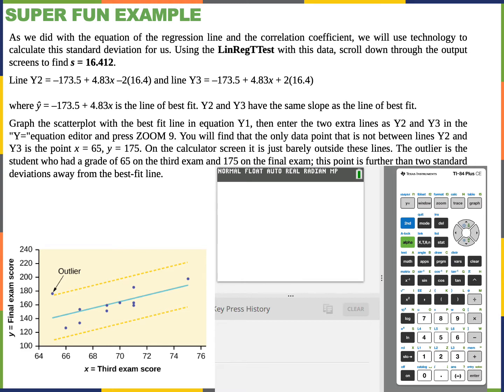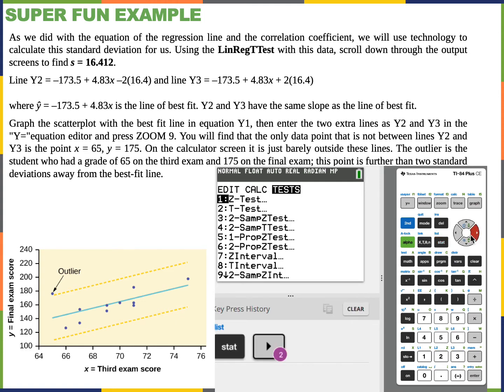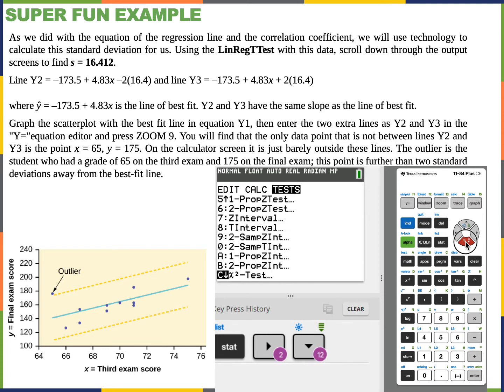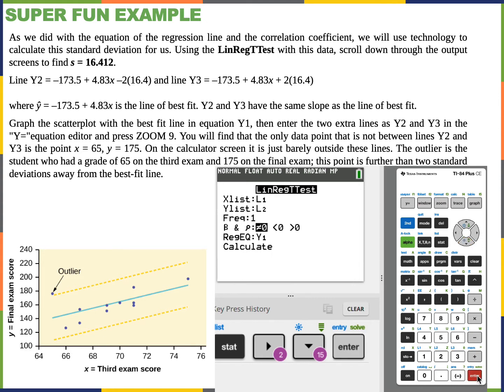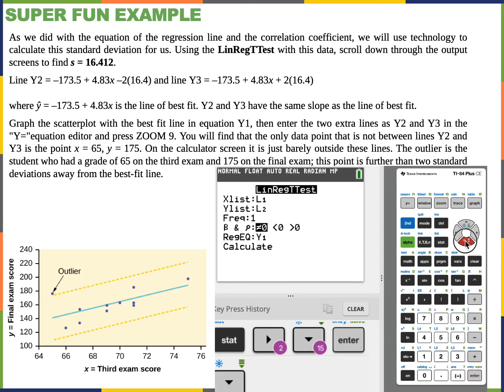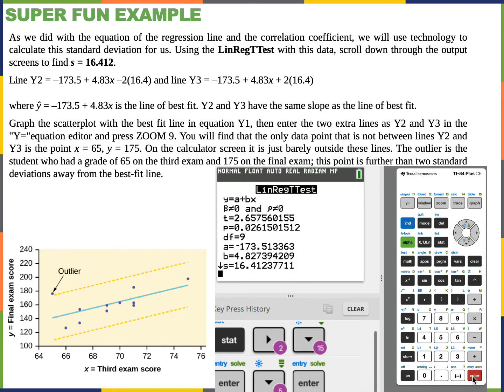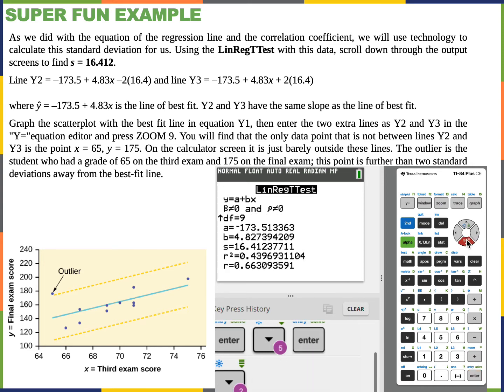So let's look at it here. So we have our data, right? We go to LinRegTTest because that's going to give us our s, our sample standard deviation. So you hit there, yep, we have all of this, we know this. Okay, we hit calculate, and there you go. And then you see the 16.4, and 16.4 is what we care about.